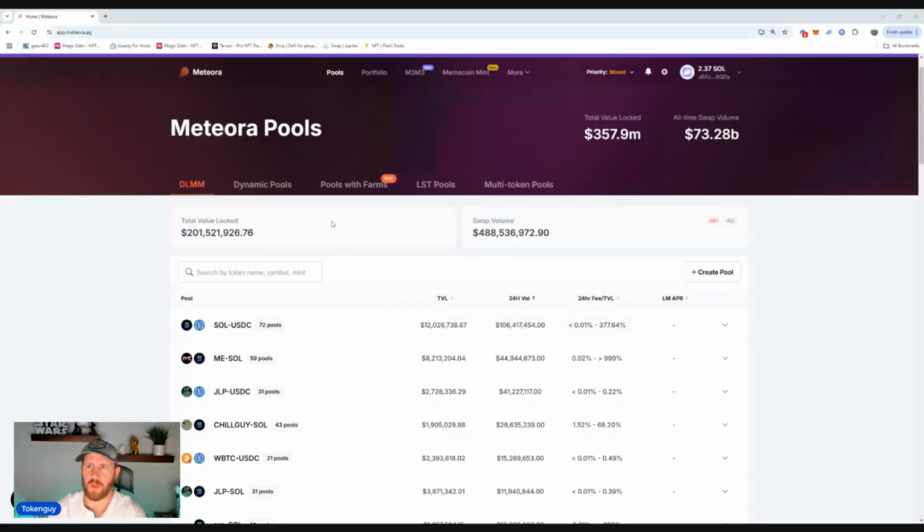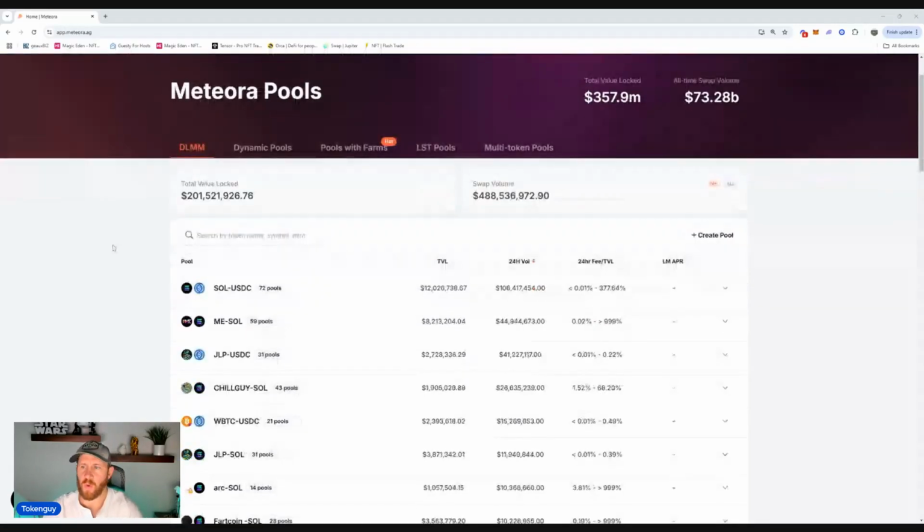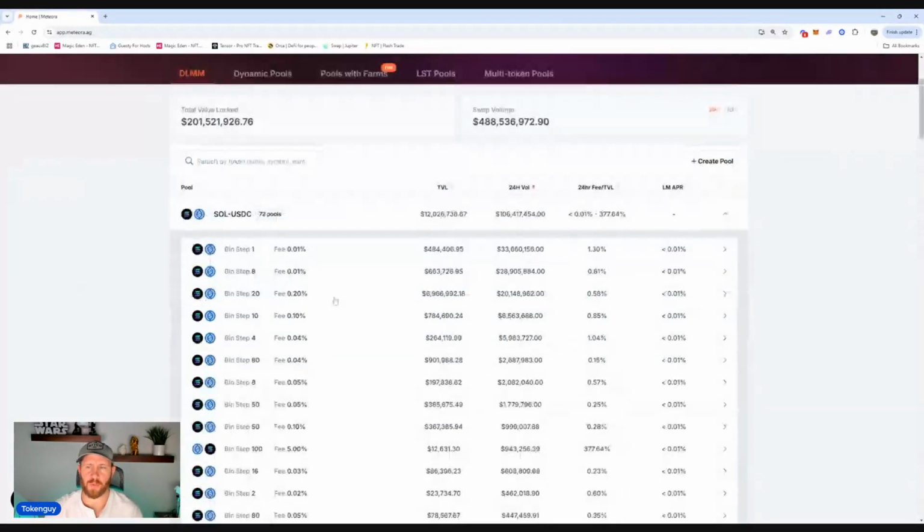And so we'll look at a few basic different pools that you could set up on Meteora. We're going to be looking at Meteora pools here under DLMM. One of the most basic ones is the Sol USDC. The reason why is because this has the most TVL. Sol and USDC is one of the most swapped tokens on Solana. So you can click here. You'll be able to select from one of these pools.